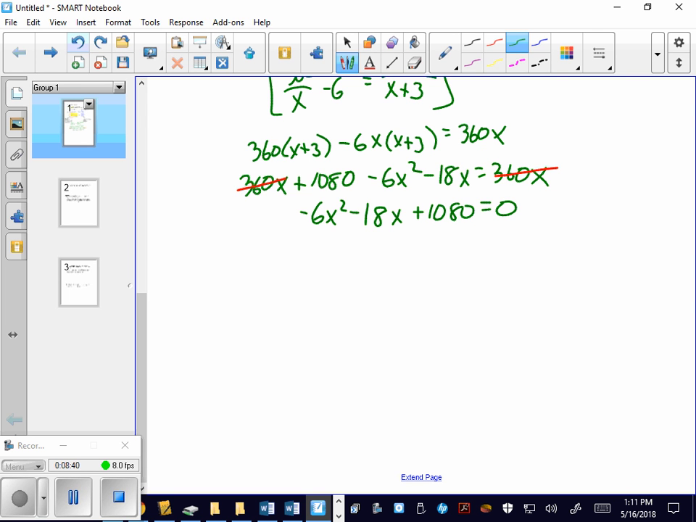All right, I'm going to have to factor that to solve it. So I believe that 6 goes into everything. So I'm going to actually factor out a negative 6 so I can get rid of the negative out in front of the x squared. So that'll give me x squared. Factoring a negative 6 out of the middle one gives me plus 3x. And let's see, 1080 divided by negative 6 is going to be minus 180.